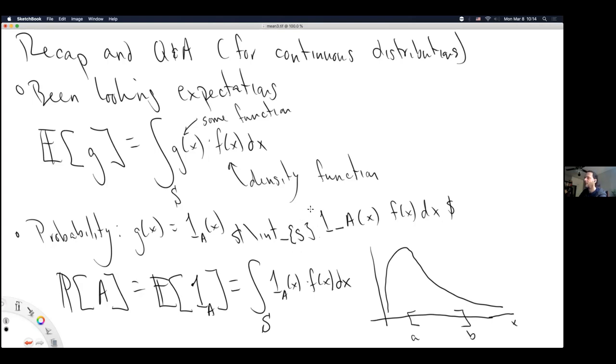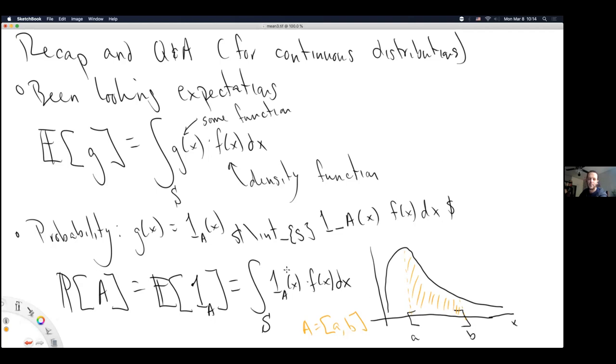So if we had this set A, which is just an interval from A to B, then this probability calculation, which is really an expectation with a specific function g, with respect to some density function, is just the area under that density function, because that's all probability is. Probability is just area under a density function.